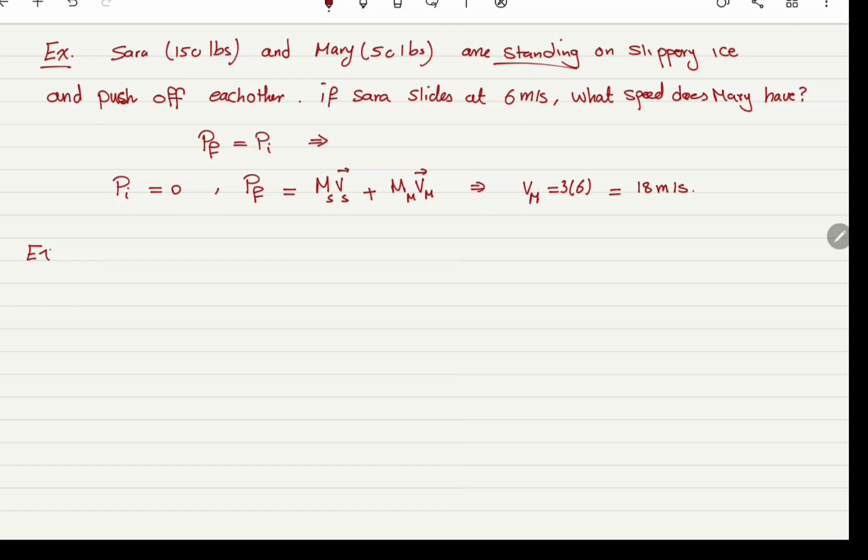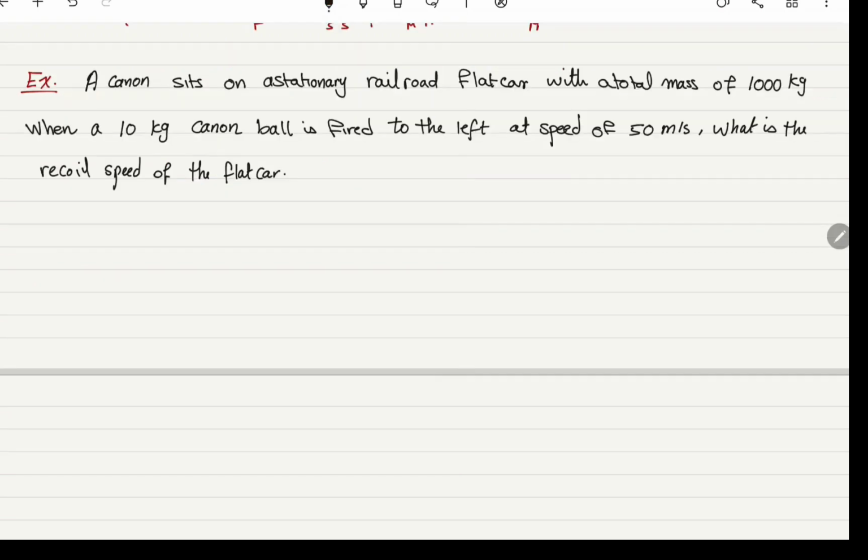Example: a cannon sits on a stationary railroad flat car with a total mass of 1,000 kilograms. When a 10-kilogram cannonball is fired to the left at a speed of 50 meters per second, what is the recoil speed of the flat car?